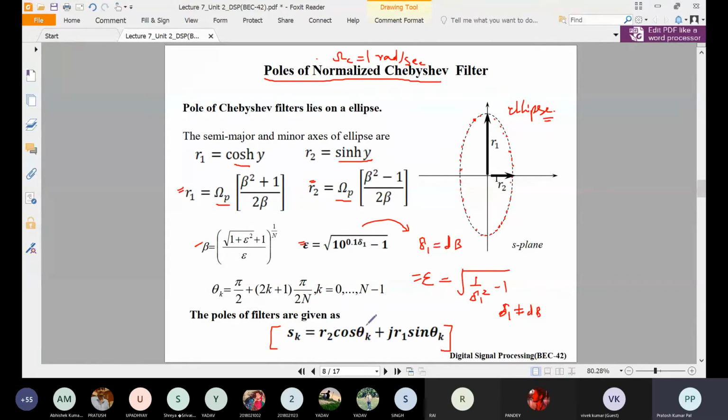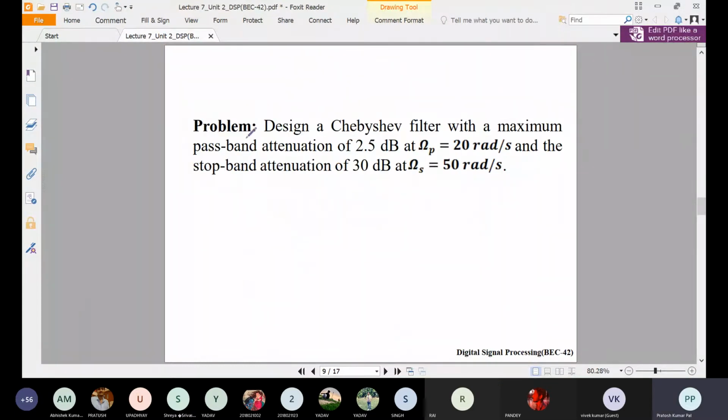So one more parameter, that is theta k, is there. So this theta k will be calculated by this formula. This theta k will be varying with respect to different k value, where k will be varying from k equals to 0 to n minus 1, where n will be giving you the order of the filter. Okay, so this is the overview of this. So with respect to that, we will be going with the problem.